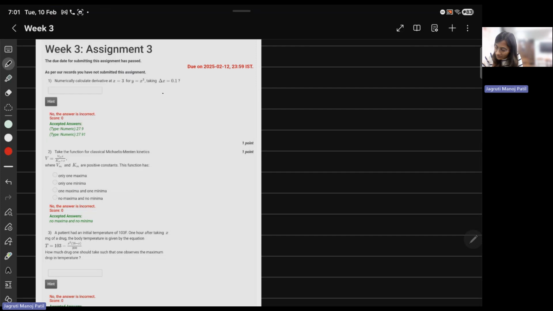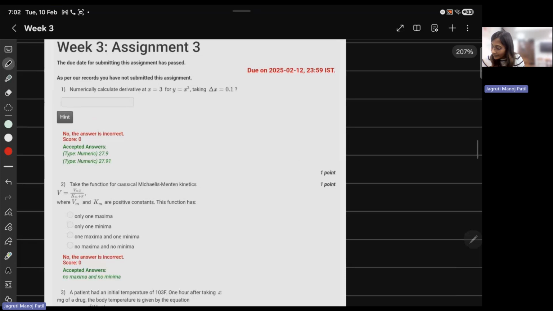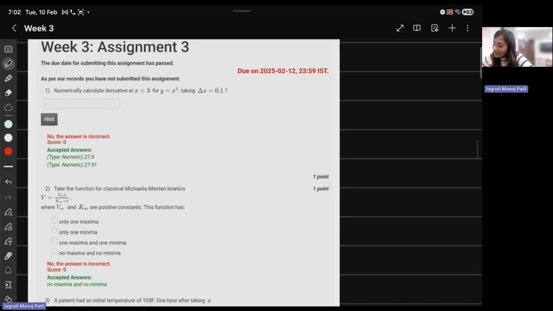To write on top of it, I guess we need this black one. Yes, this black one. So I hope this is visible to all of you. Now you see over here, we need to calculate the derivative at x equals 3 for y equals x cube, taking delta x as 0.1. For this, you'll have to solve it numerically, using the conventional definition. Probably they want you to see the steps, but it's no longer needed nowadays, though it's fine if you just read it and go through it.